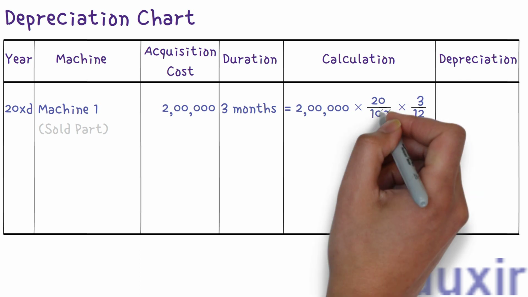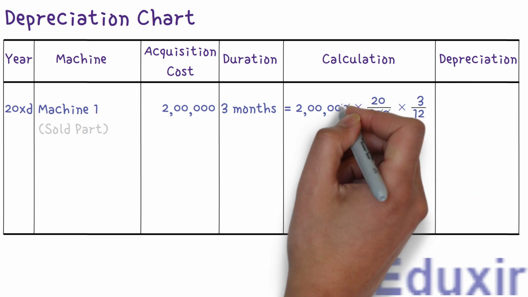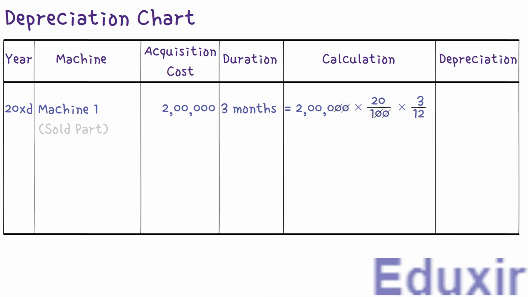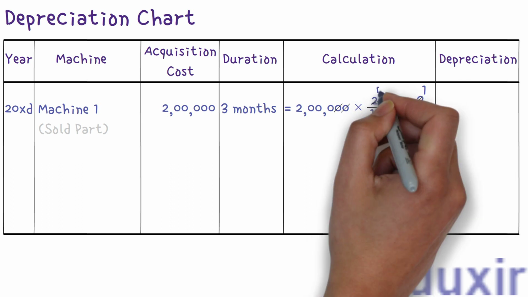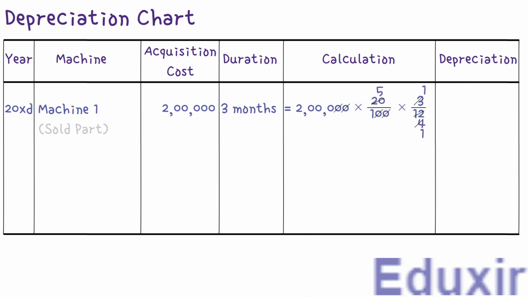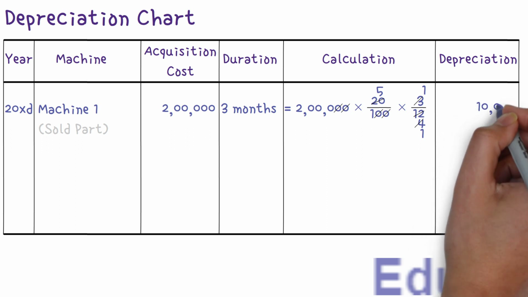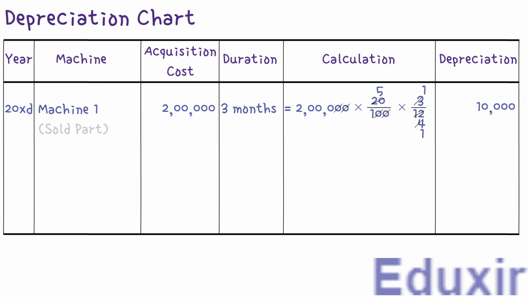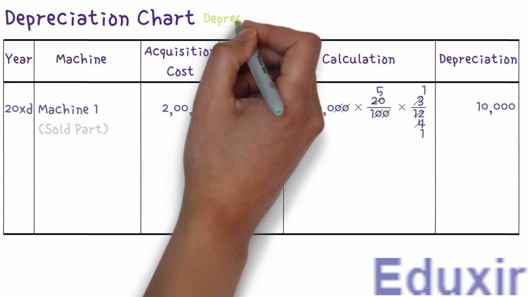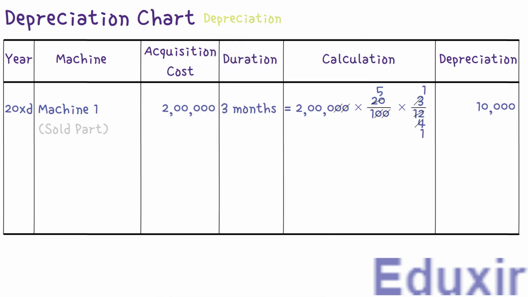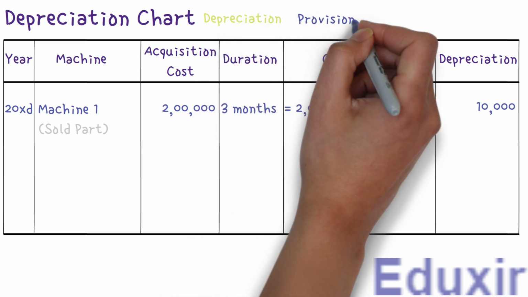Let's cancel 2 zeros in 100 for the 2 zeros in 2 lakh rupees. Now, cancelling with 3, 3 ones are 3, 3 fours are 12. Cancelling again with 4, 4 ones are 4, 4 fives are 20. Now, if we multiply the remaining 2000 with 5, we get 10,000 rupees, which represents the depreciation so far on the machine being sold out. Now, we know that for posting this depreciation, we should debit the depreciation account and credit the provision for depreciation account.